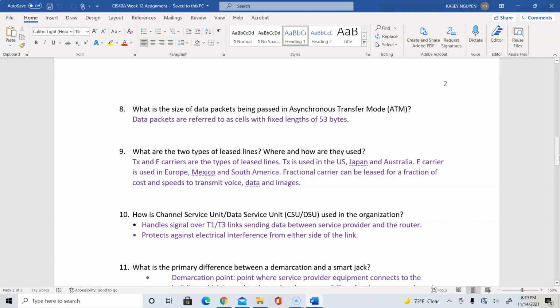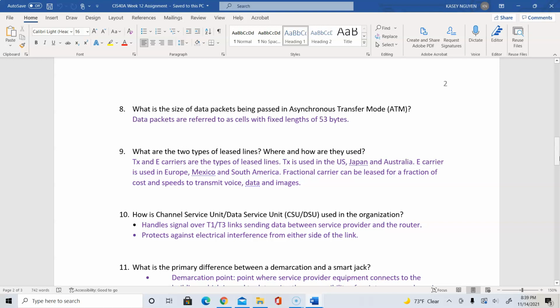9. What are the two types of leased lines and how are they used? We have T and E carriers. T is used in the United States, Japan, and Australia. And E carrier is used in Europe, Mexico, and South America. The carriers would then be useful if you have a full T1, or you can use a fractional carrier that can be leased for a fraction of the cost and speed to transmit voice, data and images.